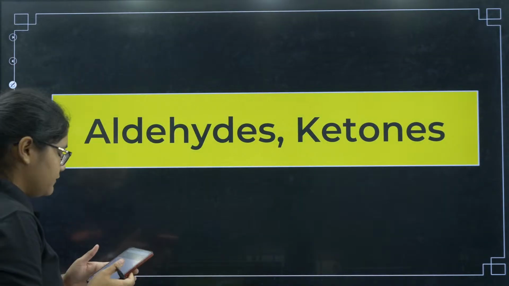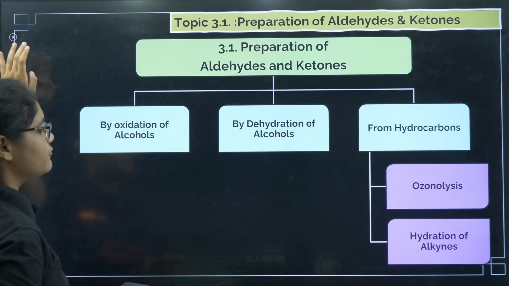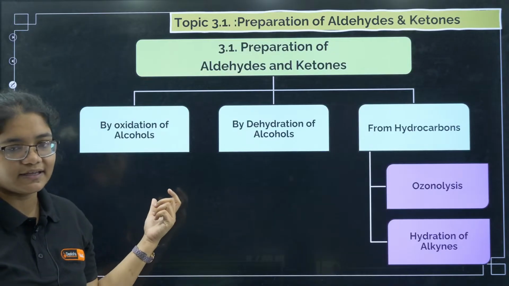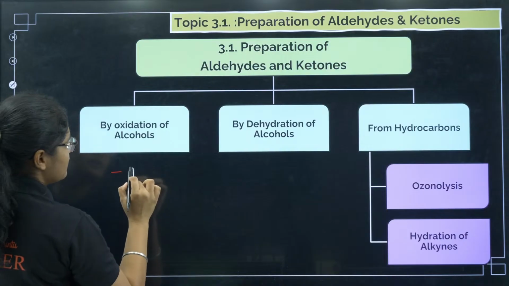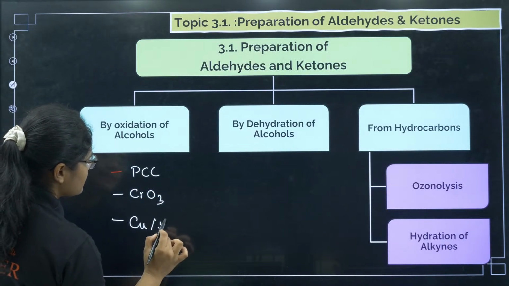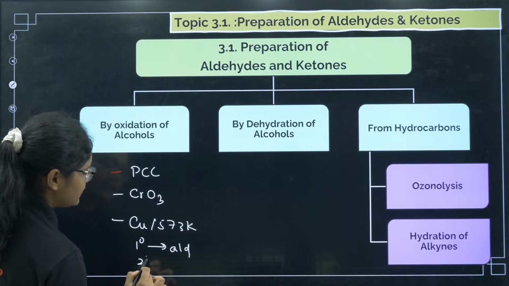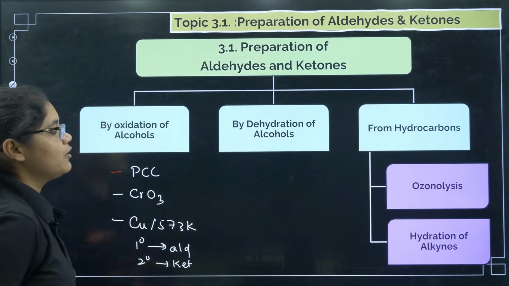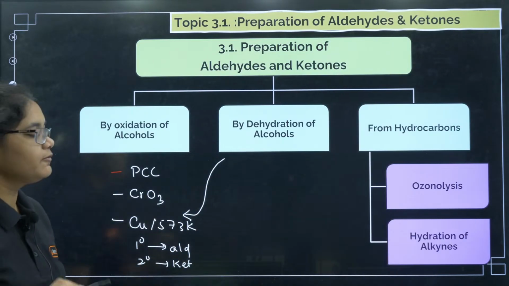Next we'll move to aldehydes and ketones. Quickly let us see the preparation methods of both aldehydes and ketones. First of all, by oxidation of alcohols. We have already seen the reagents that we can use for oxidation. We can use PCC, we can use CrO3, or you can use copper at 573 Kelvin. Primary alcohols will give you aldehydes and secondary alcohols will give you ketones. That's the first thing. Next, dehydration of alcohols, that is using copper at 573 Kelvin.